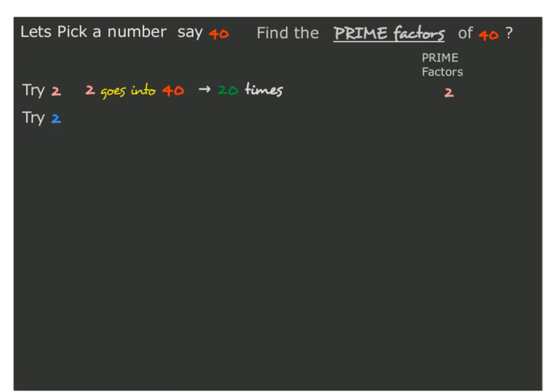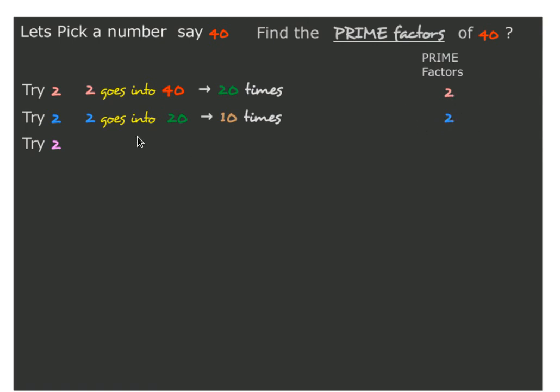Okay, so 2 goes into 40 for sure. 20 times. We write down the 2. Now we try 2 again. But we've got 20. So 2 goes into 20. Remember, we cascade this little green number down every time. 2 goes into 20 10 times. So we have a second factor of 2. Now you've got 2 2's as being the prime factors.